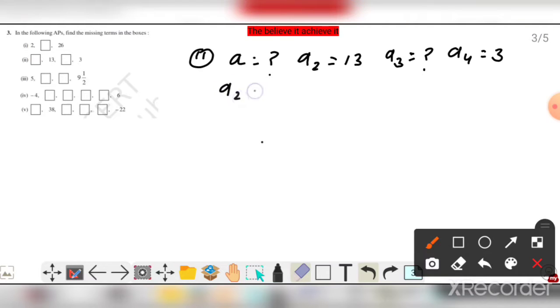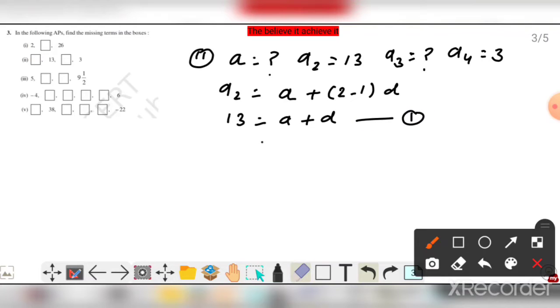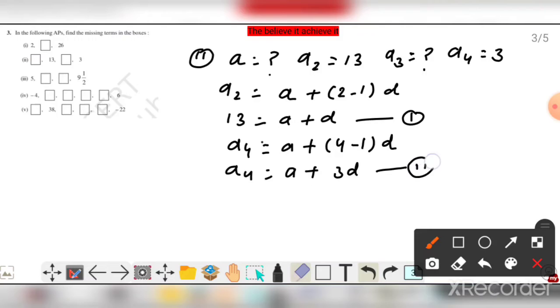A2 equals A plus (2 minus 1) into D. So this will be 13 equals A plus D. This will be equation 1. And A4 equals A plus (4 minus 1) into D. So A4 equals A plus 3D. This will be equation 2. So we will find out the value of D by equation 1 and 2.